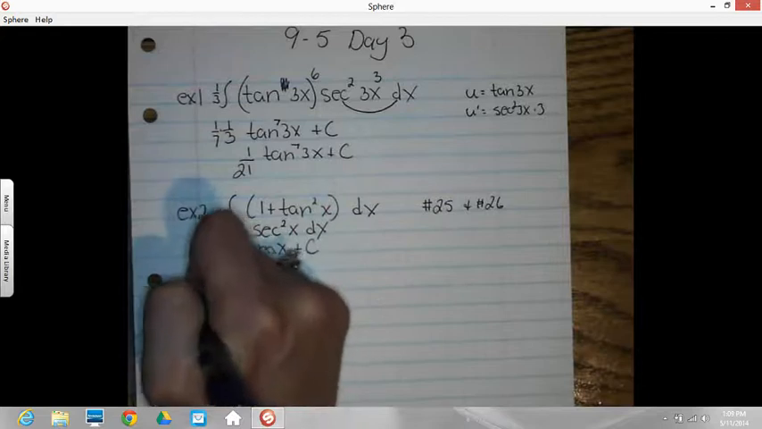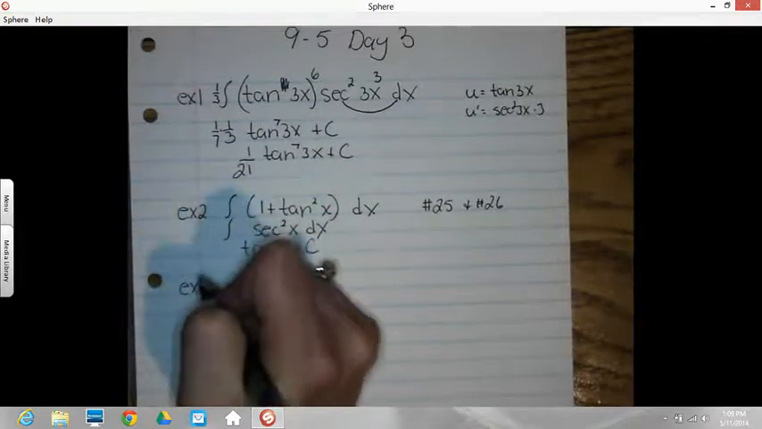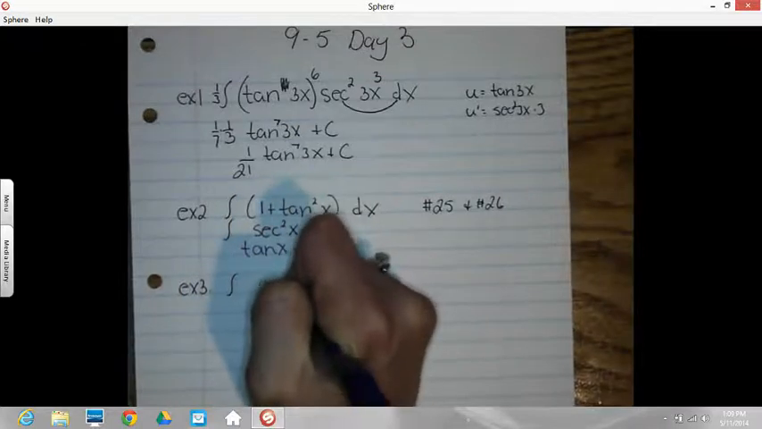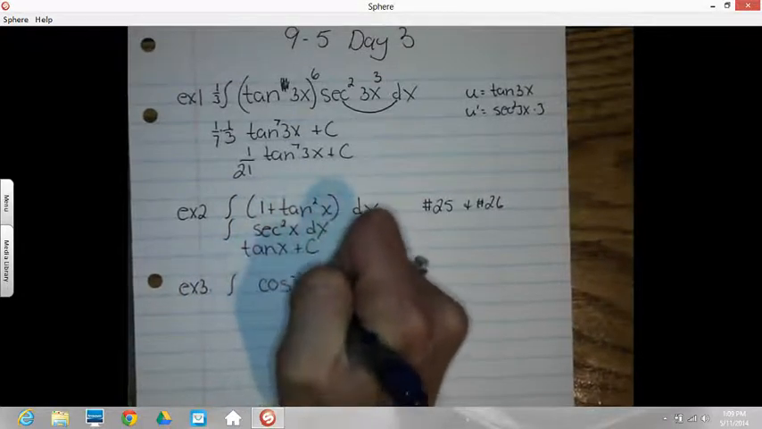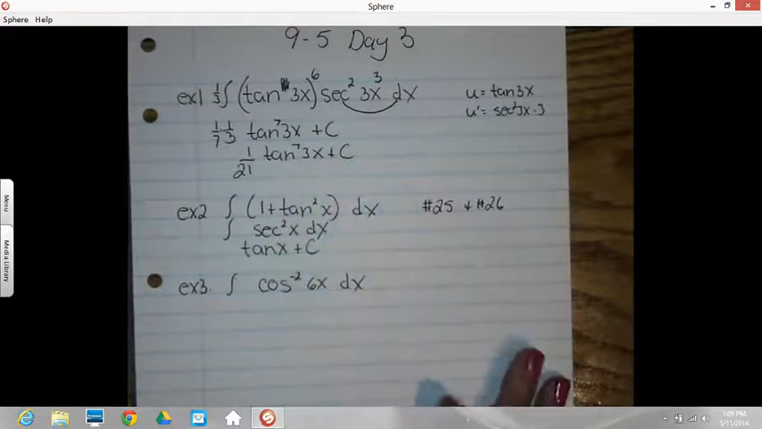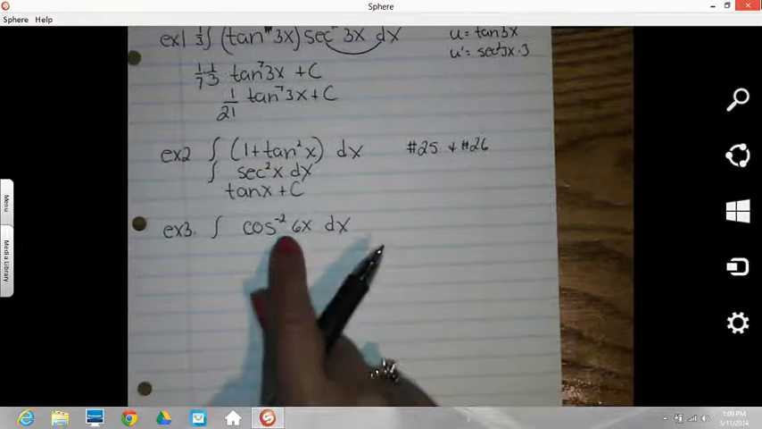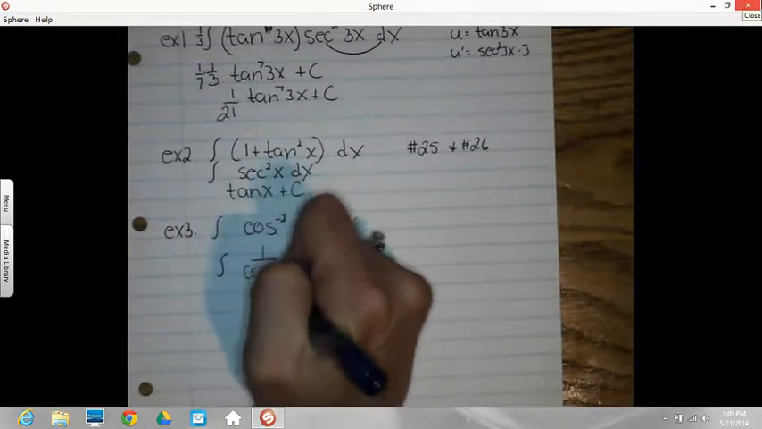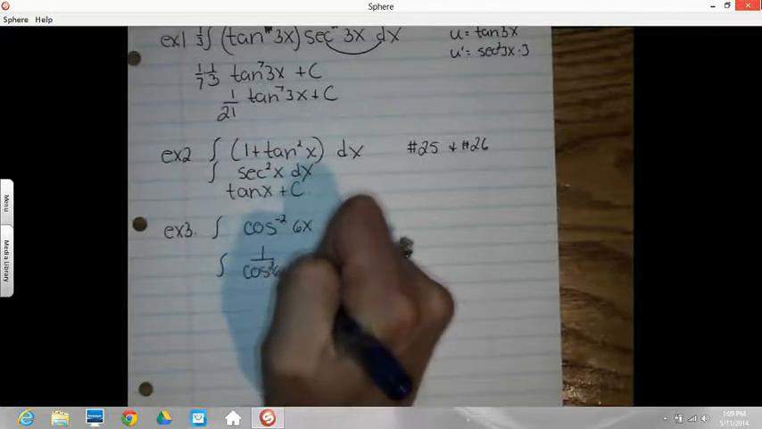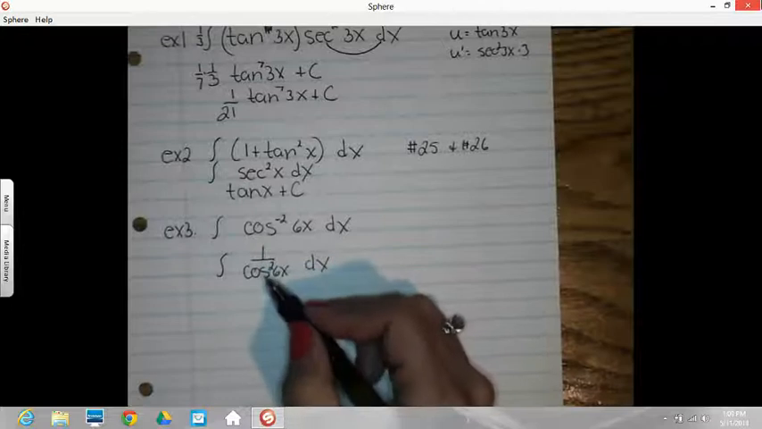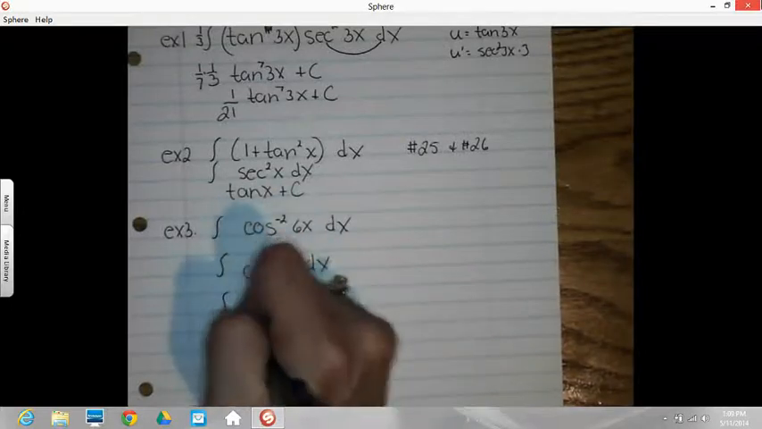We haven't had this yet. Something to a negative exponent. Cosine to the -2 of 6x dx. Well, first thing I want to do is rewrite it so it has a happy exponent. That would be 1 over cosine squared 6x dx. Okay, well, 1 over cosine is secant. So this is secant squared of 6x dx.